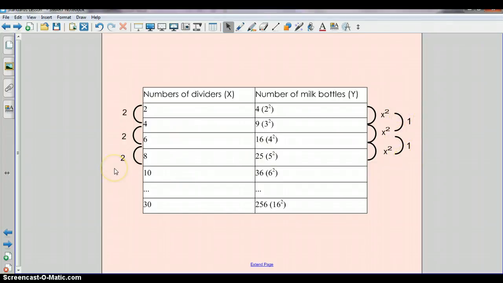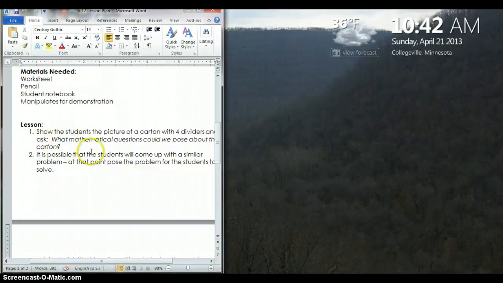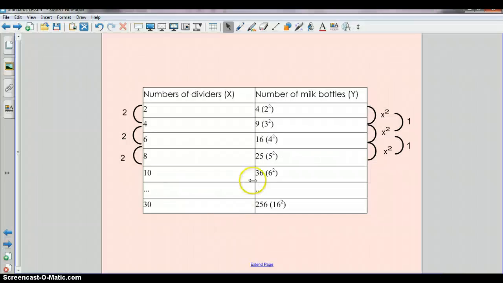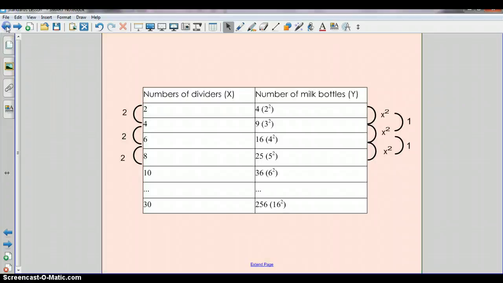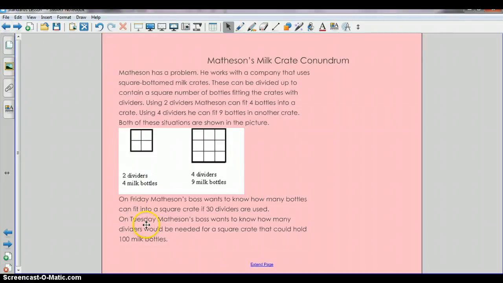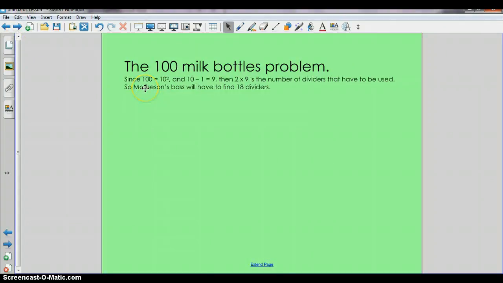We wouldn't just give them the table. Going back to the lesson, we'd have directive questions and such, but just for the sake of time, we're moving quickly. So then that brings us to the second problem, which is the 100 milk bottles problem. Since 100, we're going to take this one a little bit different. The question is, on Tuesday, Matheson's boss wants to know how many dividers would be needed for a square crate that could hold 100 milk bottles. So this is how we're going to walk through that just quickly.